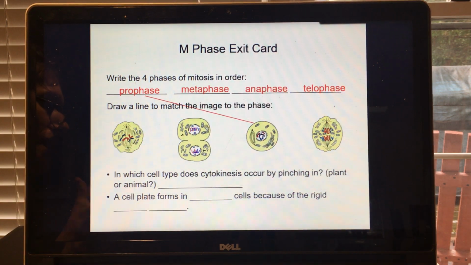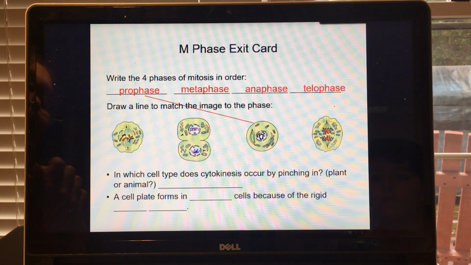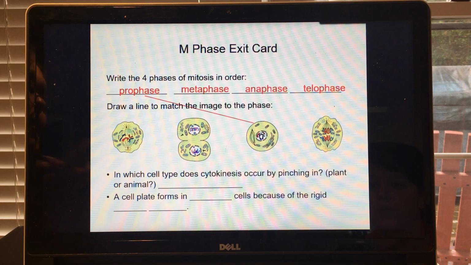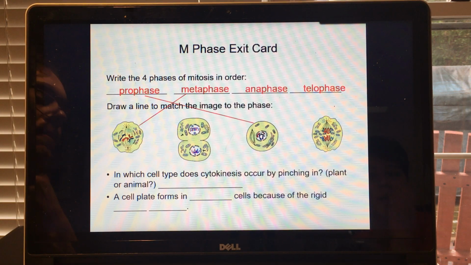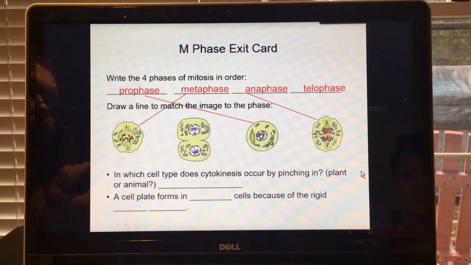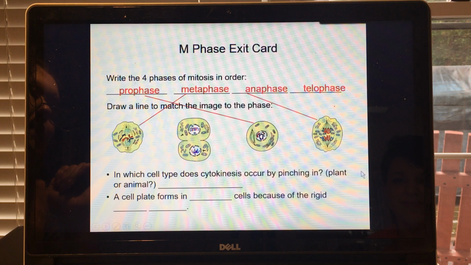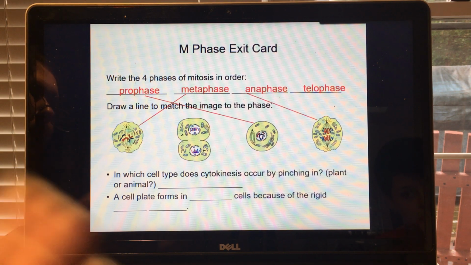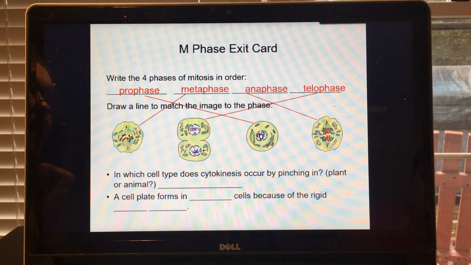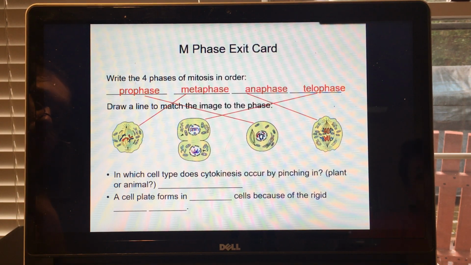Now in metaphase, think meta, middle. So in metaphase, they're lined up in a straight line. So that would be the first one on the left. And then in anaphase, they're beginning to separate. And then in telophase, you're starting to see that there are 2 new cells and the new nuclear membrane is starting to form, and you can still see chromosomes, but they're becoming chromatin. So that would obviously be the second picture.